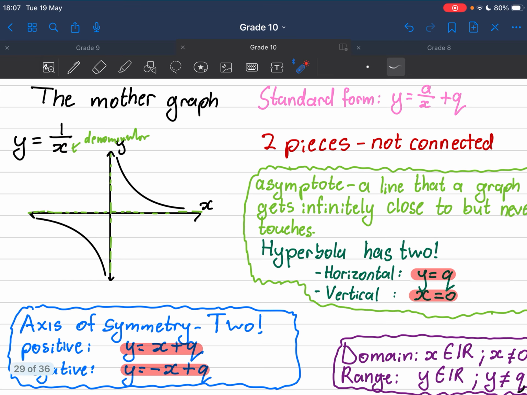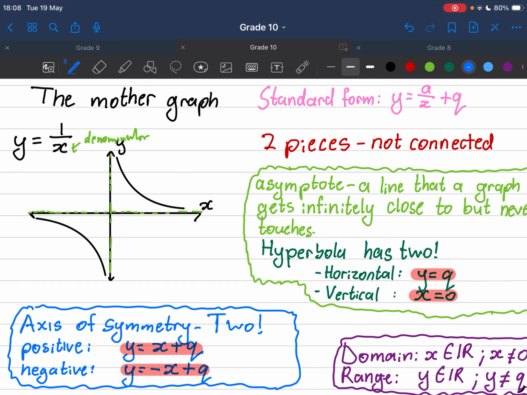The next thing that the hyperbola has is something called an axis of symmetry, similar to how we had one for the parabola, but it has two. Can you imagine how you would cut this graph? Remember these two pieces, where you would put a cut so these two halves fit onto each other perfectly.